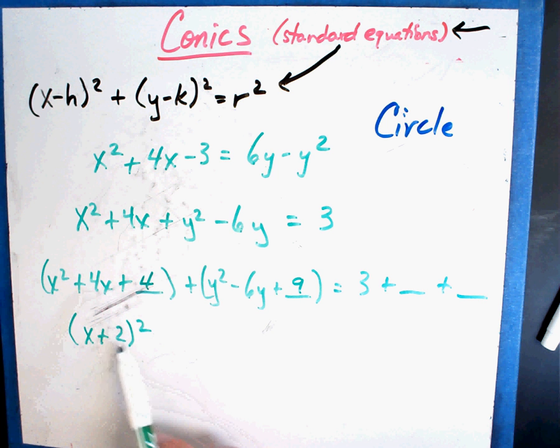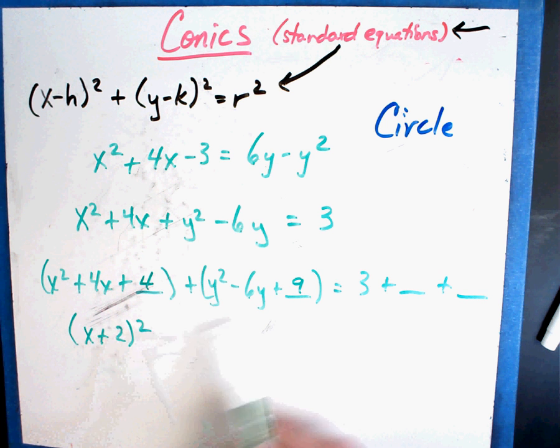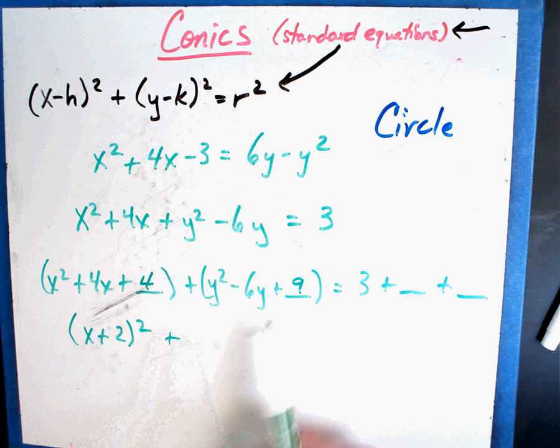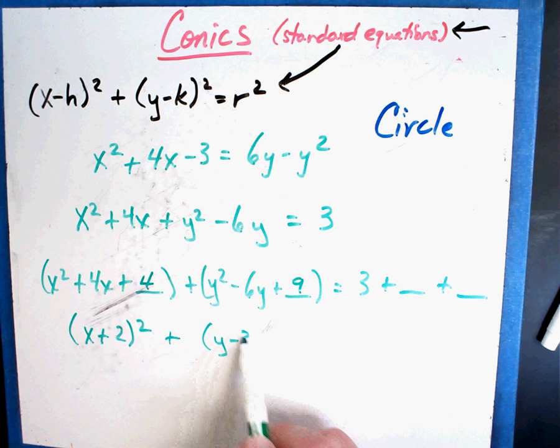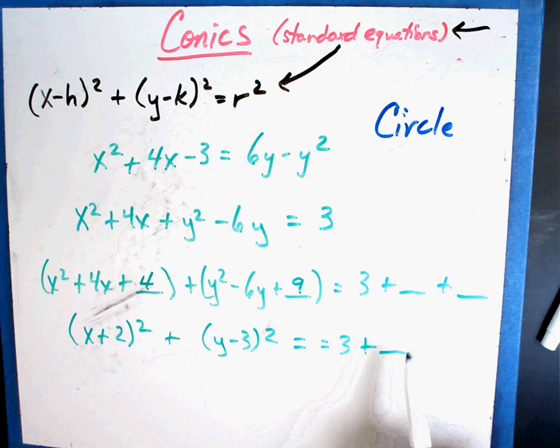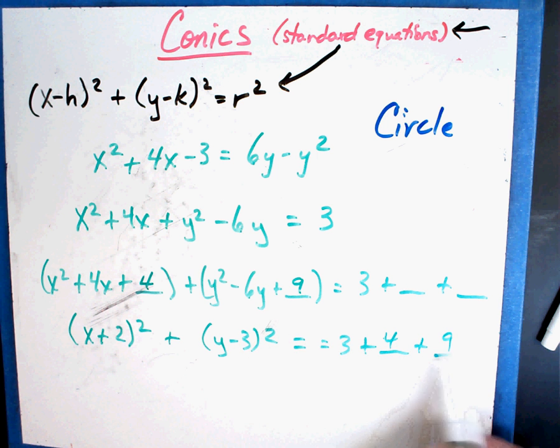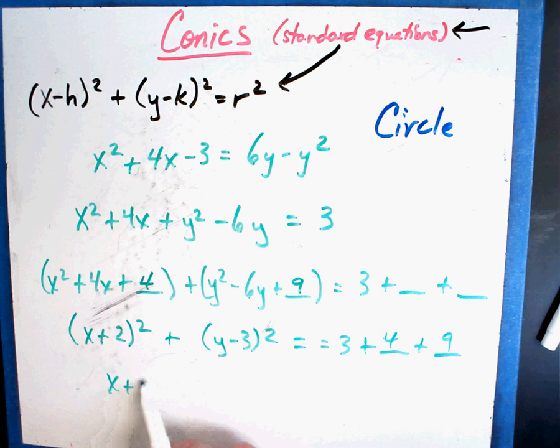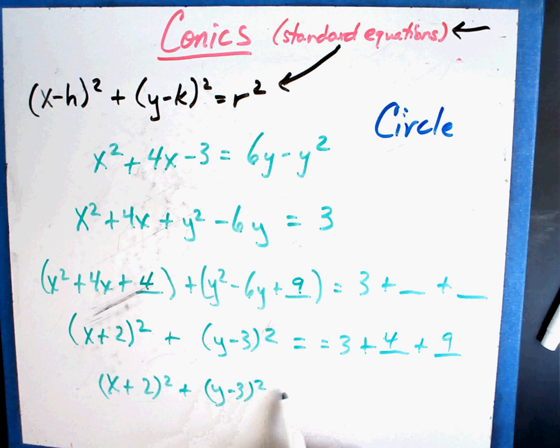Half that number is going to be this number. Half of that is 3. So this one's going to be y minus 3 squared. Now, equals 3 plus, well, what did I add to the other side? A 4. And I also added a 9. And so the formula is going to be x plus 2 squared plus y minus 3 squared. I'm going through this slowly. And when I add them together, 7 and 9 is 16.